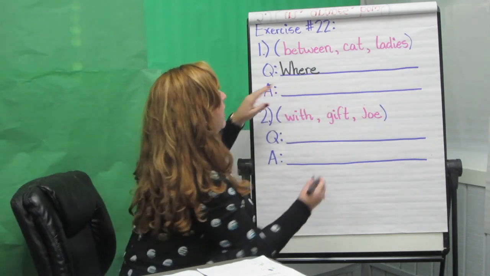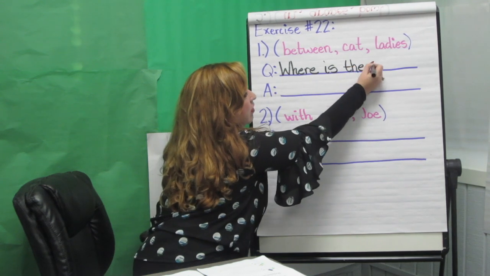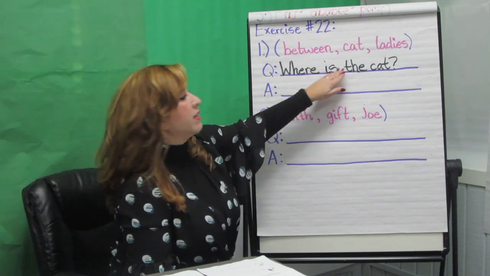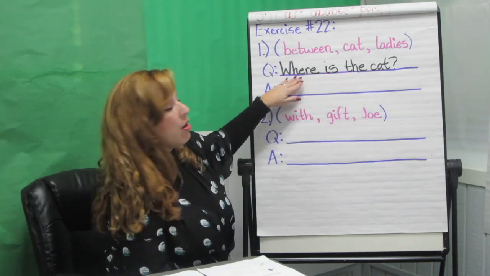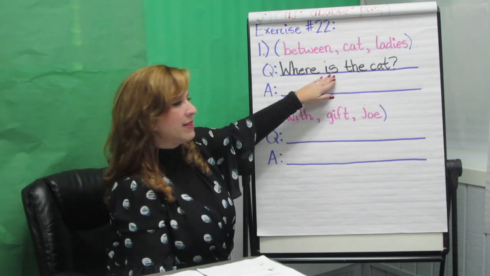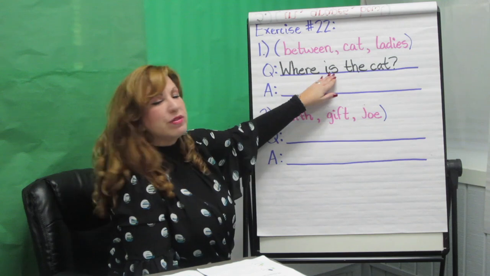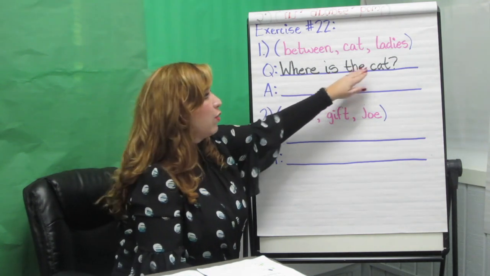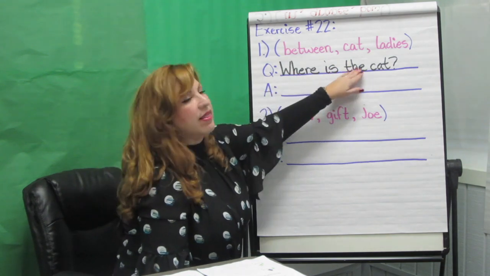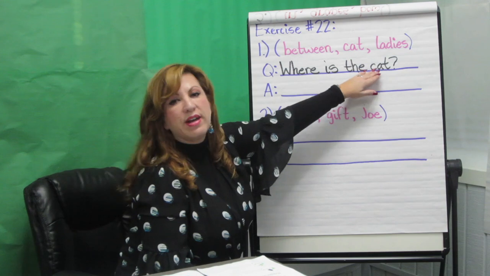So where is the cat? Where is the cat? So again, our pattern is question word, helping verb, the cat. Because it's singular, again, we're using the word is. Otherwise, if it was cats, we would use the word are. Where is the cat? And to answer our question, we always begin with our noun.